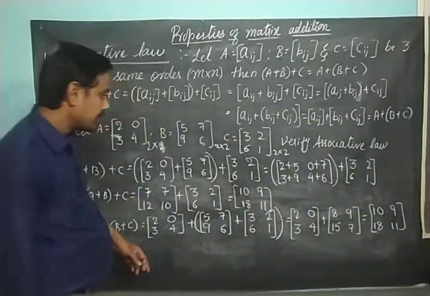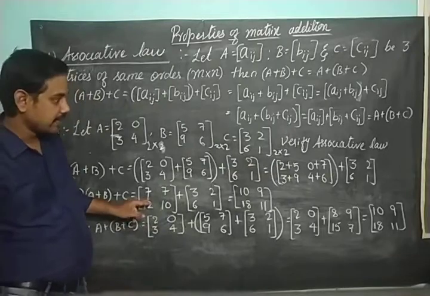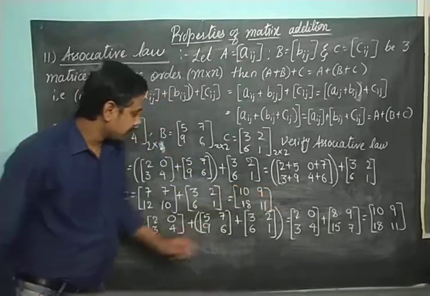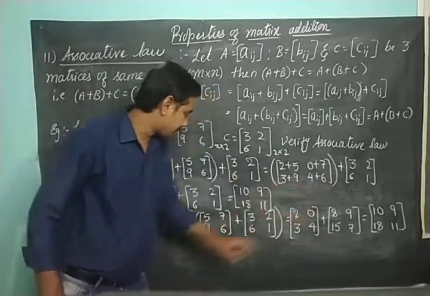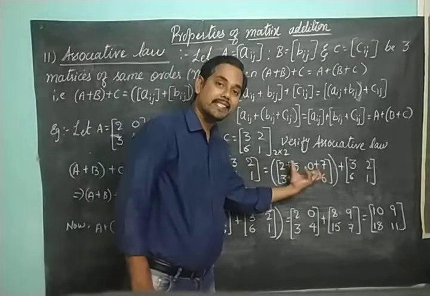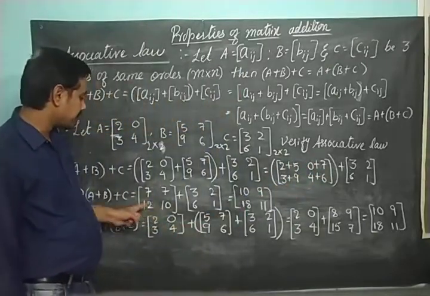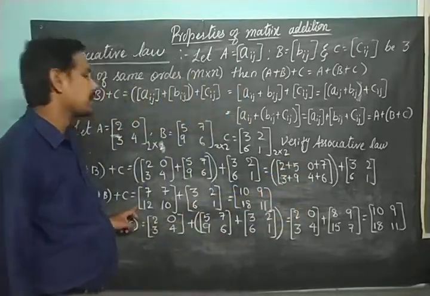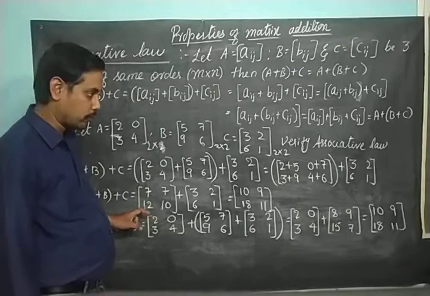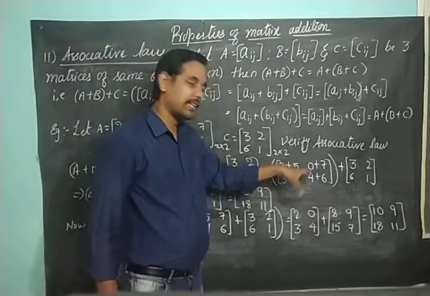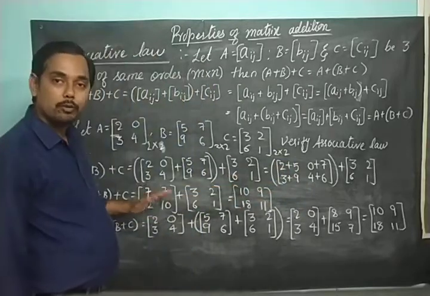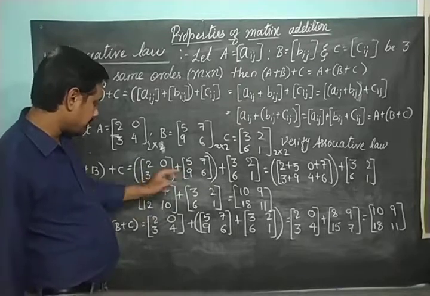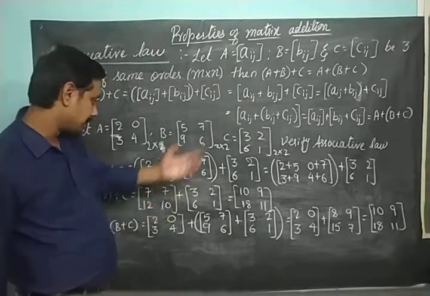Now if I simplify this, 2 plus 5 is 7, 0 plus 7 is 7, 3 plus 9 is 12, 4 plus 6 is 10. So the matrix inside the bracket will come out to be 7, 7, 12, 10. It is not compulsory that every time you write this step separately. Till now, as it was a new concept, I have written each step separately, but there is no need. You can directly write it down: 2 plus 5 is 7, 0 plus 7 is 7, 3 plus 9 is 12, 4 plus 6 is 10. You will get the same thing.